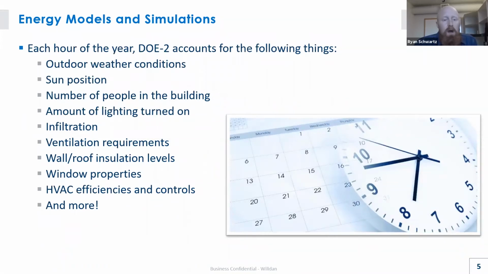As I mentioned, it is an hour-by-hour energy modeling tool. So in addition to the things that I previously mentioned on the earlier slide, it's accounting for outdoor weather conditions, the sun position, number of people in the building. So that's where the schedules come into play. Lighting controls, infiltration, ventilation, and the various envelope components as well. And as far as the HVAC goes, we're taking into account controls, schedules, set points, and efficiencies of the actual HVAC equipment.